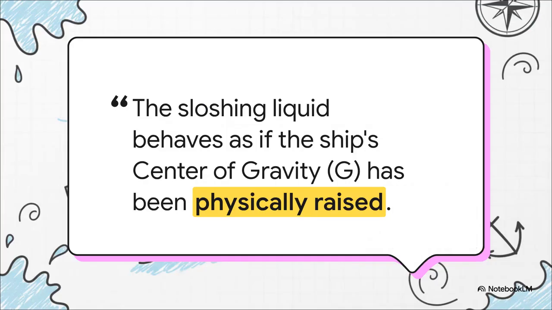And here it is. This is the big reveal, the magic trick. The free surface effect doesn't actually add any weight to the ship, but what it does is create an effective change. The physics of it all works out as if the ship's center of gravity, G, has been physically lifted up to this new, much higher and much more dangerous point. We call it GV for virtual G.